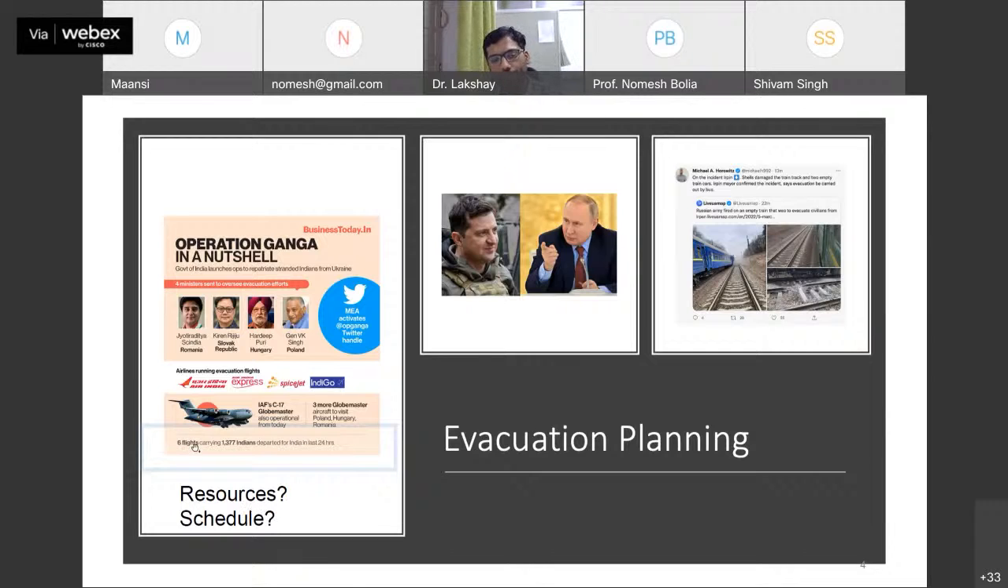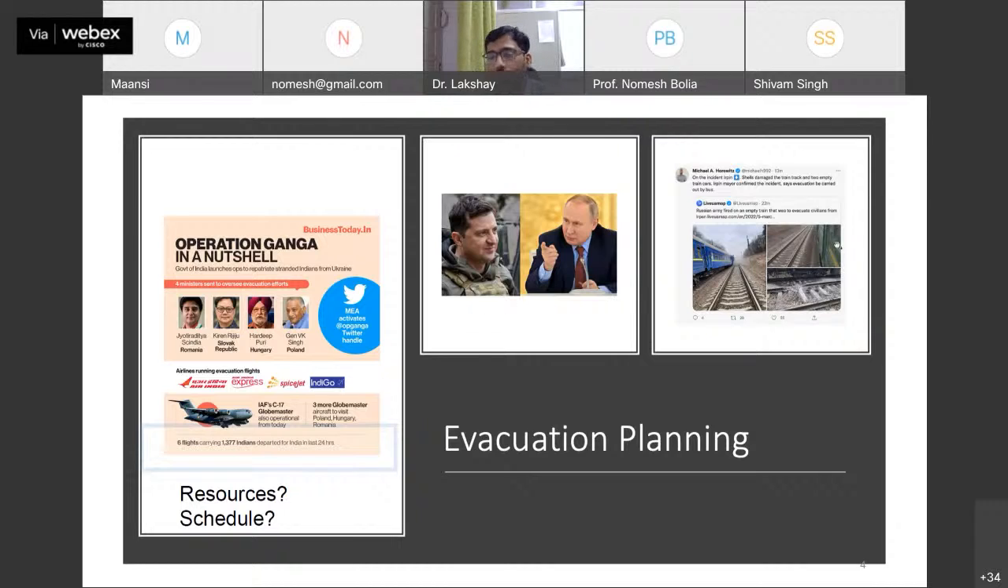Resources means how many aeroplanes or such resources are required, how many personnel, and how many people will go. Four ministers have been assigned. These kinds of things are the resources. And the second thing is the schedule: when the plane will go, what time it will reach, where it will go. So in a nutshell, if you say to somebody what evacuation planning is, you can tell them it's the resource planning and also what the schedule will be.